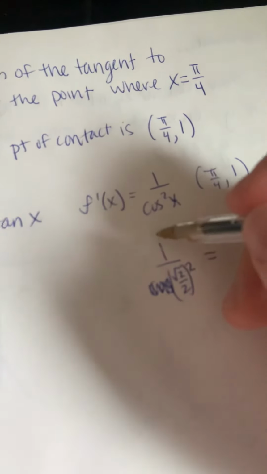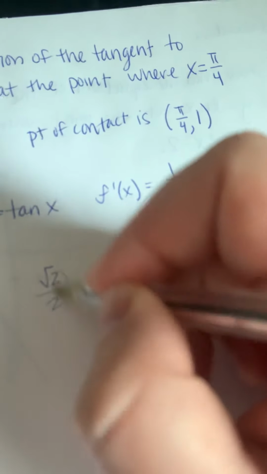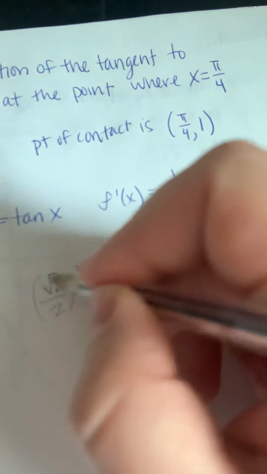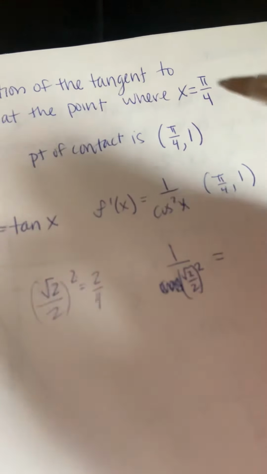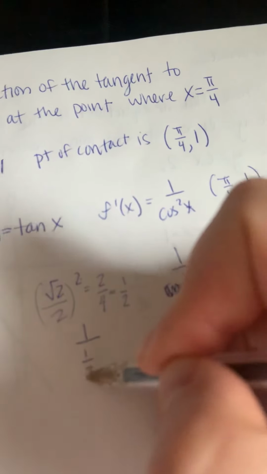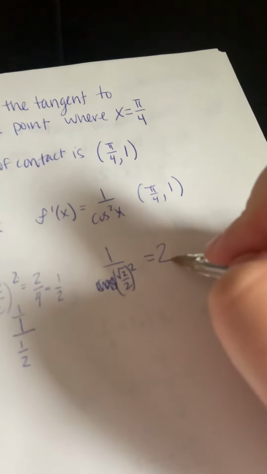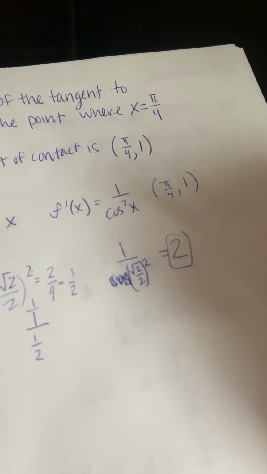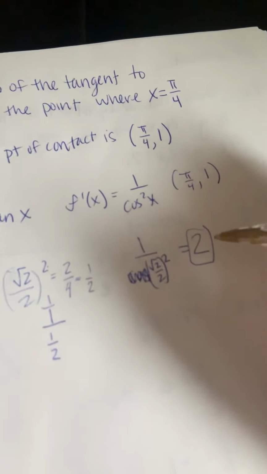Well, you would have 1 over, I'm just going to do some scratch work here, root 2 over 2 quantity squared. Well, this becomes just 2, and that becomes 4. So 2 over 4, which is 1/2. So 1 over 1/2 is the reciprocal of that, which is just 2. So it says, basically, that the gradient will be 2. So the gradient of the tangent is 2.